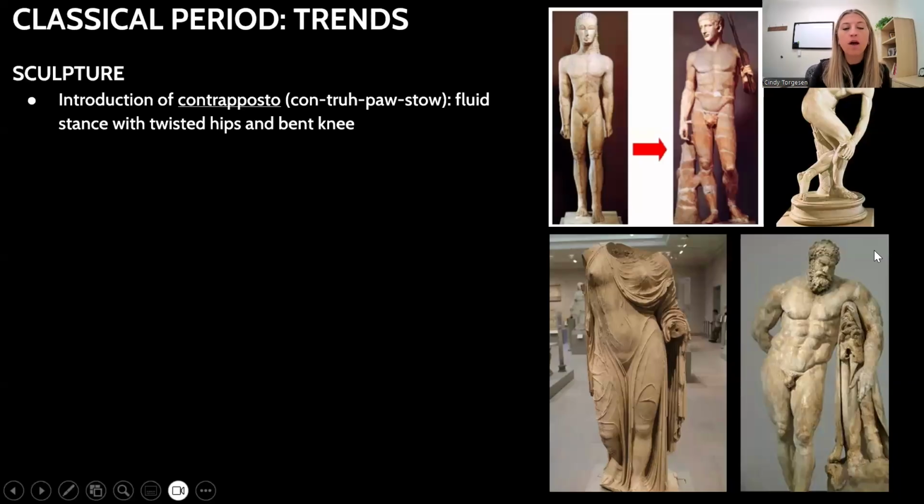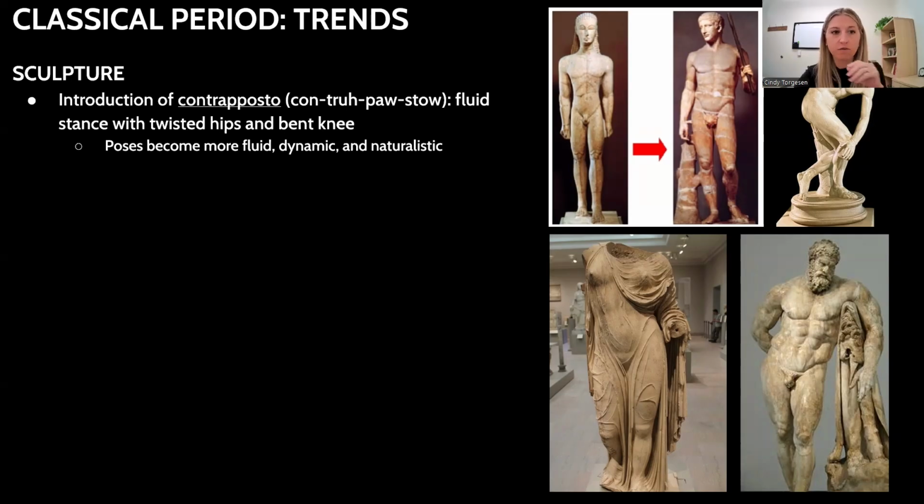All right, so again, we have the introduction of contrapposto. That is very quickly going to turn into a lot of other really innovative poses and really difficult things to portray. You'll notice on the very top here, we have this sculpture of someone doing something very athletic, and we're going to talk more about that sculpture later. But again, we're moving into these depictions of the human body that are not as rigid. We have more of a twist, more of a bend, fluidity, dynamism, more naturalistic.